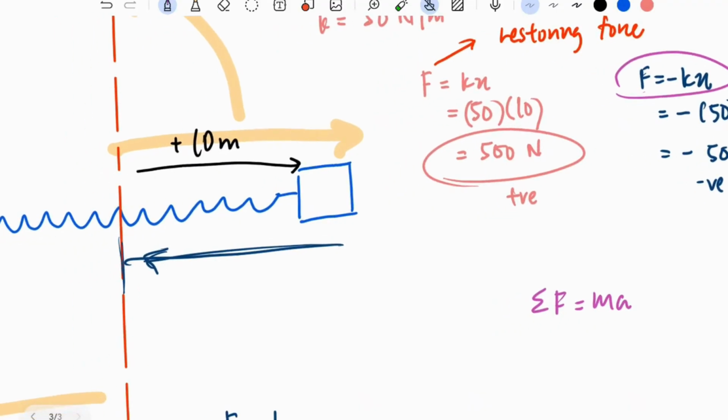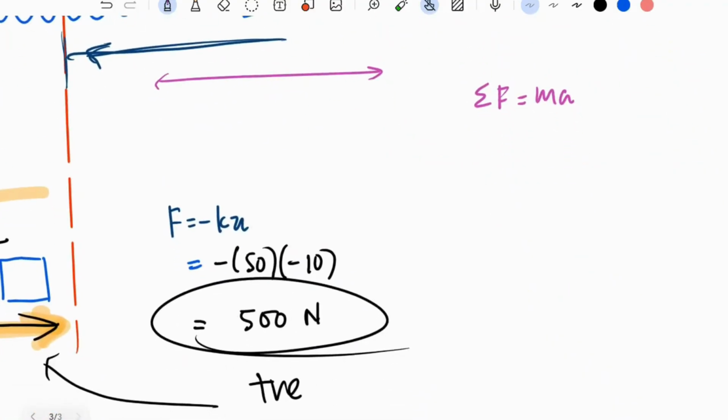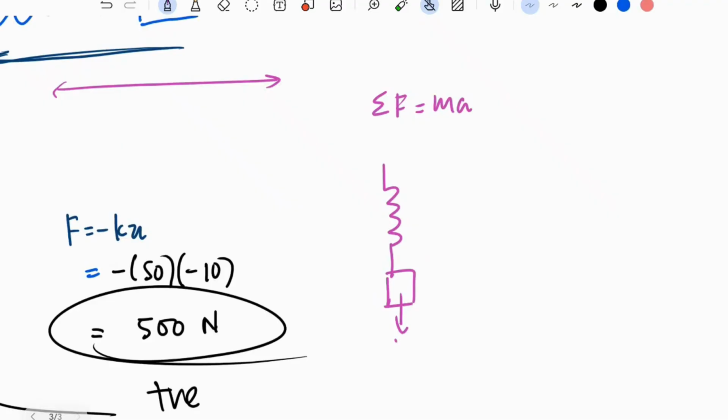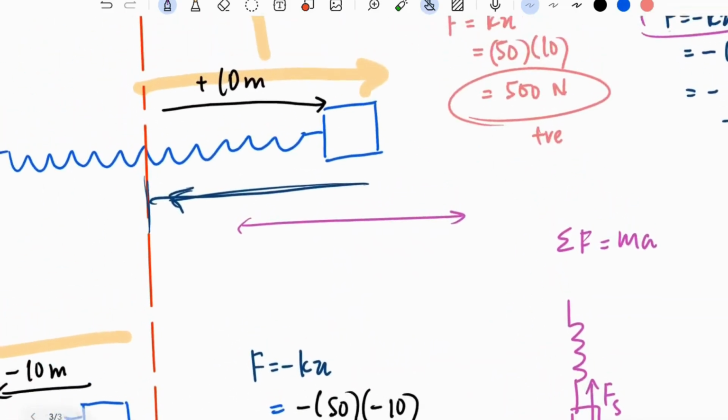Do we have the weight? Nope, we do not have the weight, because now we are looking in the component of x direction. We do not have the weight here. If let's say your spring is like this, then yes, you have your weight, you have your spring force. But in this case, in the y direction, your weight is acting this way.